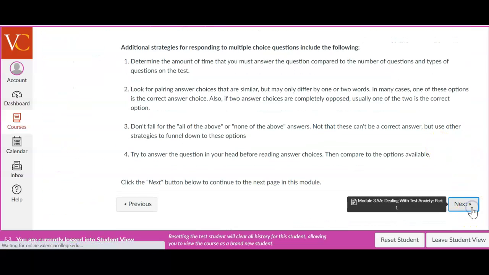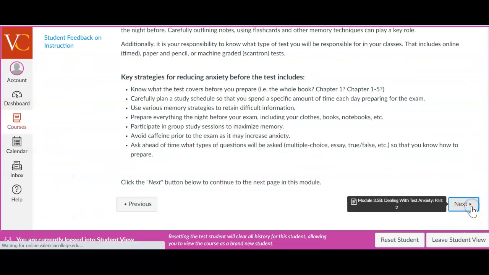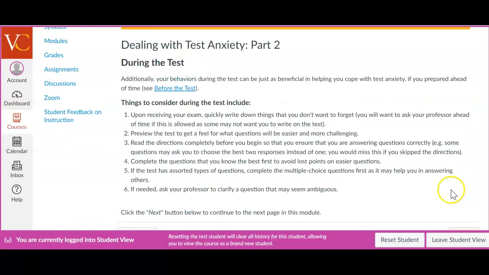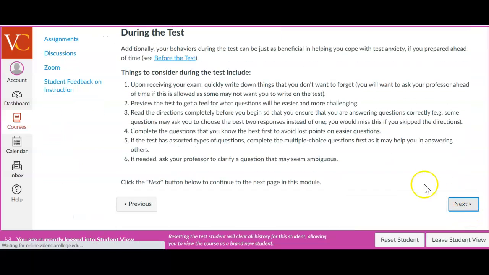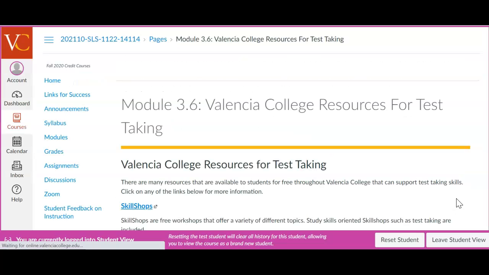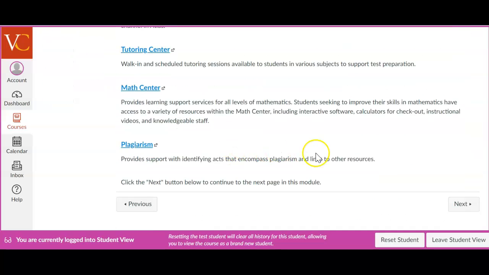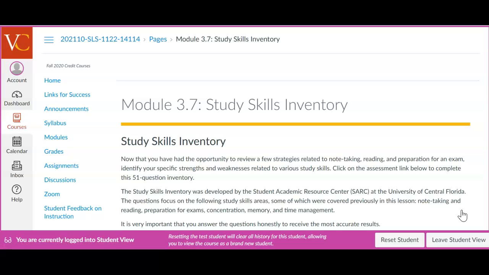I know you don't need to see every page in the module. I just need to keep clicking till I get to the assignment. How to deal with anxiety, something I definitely suffered from, test anxiety. Okay, we're almost there. So there are some resources at the college that can help you enhance your test-taking skills. Things like tutoring. Sometimes our skill shops cover different study-related topics.